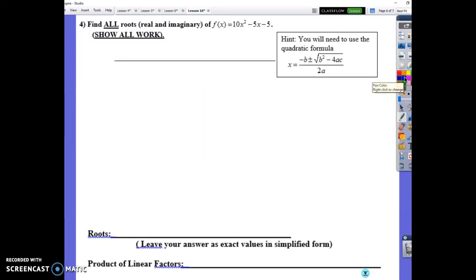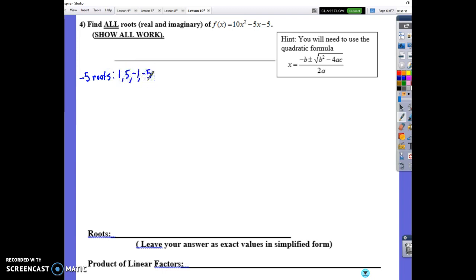Okay, so for this last one, we want to find all roots, real and imaginary, of 10x squared minus 5x minus 5. So the first thing that we're probably going to want to do is find all of our possible real roots. To do that, we need to use the rational root theorem. So the possible roots of negative 5 are 1, 5, negative 1, negative 5.